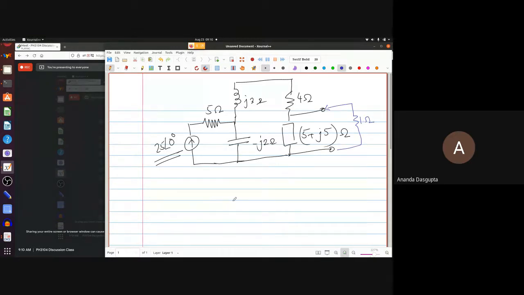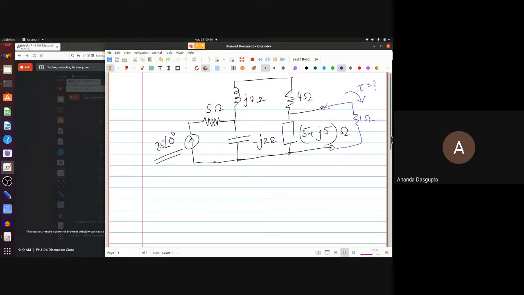So first of all, this was the problem. The question was to find the current through this 1 ohm. How much is this current? Many of you have actually done this right, but I would just like to point out a few things. First of all, what does this 25 angle 0 degree amperes really mean?